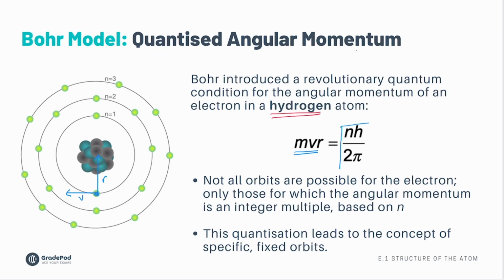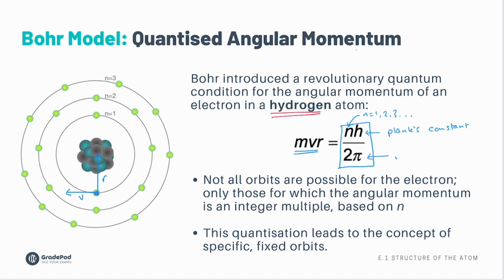So let's look at this side of the equation here. n is the number of the energy level. n is equal to 1, 2, 3, and so on. h is Planck's constant. That's a number. You'll find that in your data booklet. And of course 2 pi is a number as well. That's a number. So it was only possible for the electron's angular momentum to have certain numbers based on this integer n. And that led Niels Bohr to conclude that angular momentum for the electron was quantized.